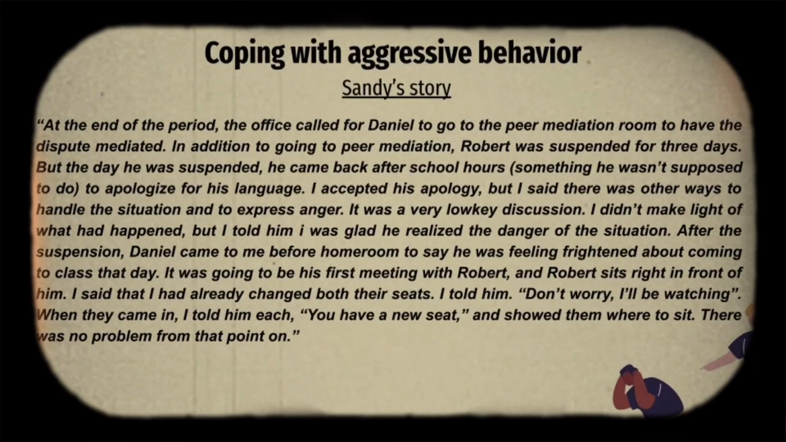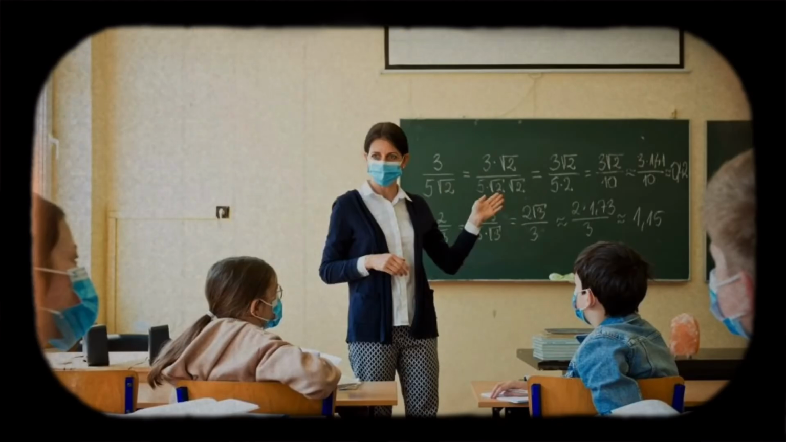After the suspension, Daniel came to me before homeroom to say he was feeling frightened about coming to class that day. It was going to be his first meeting with Robert, and Robert sits right in front of him. And I said that I had already changed both their seats, and I told him, "Don't worry, I'll be watching." When they came in, I told them, "Each of you has a new seat," and then showed them where to sit. There was no problem from that point on.